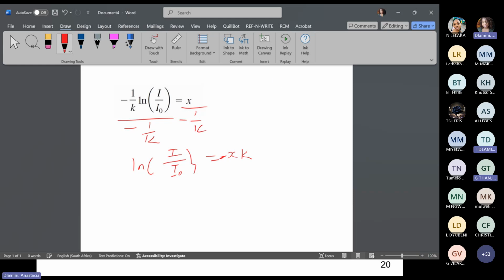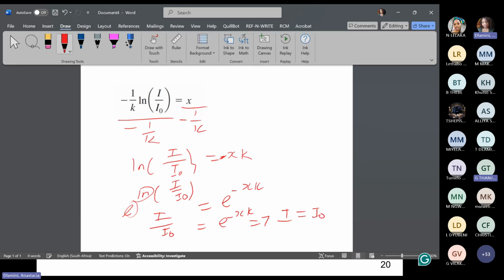So we want this ln to cancel. Remember, ln is the same as log base what? So this is I over I0 equals e to the power of negative xk. This and this don't cancel; they just use the inverse property law. So I over I0 equals e to the power of negative xk. This implies that I equals I0 e to the power of negative xk. Such questions you should expect in the exam.